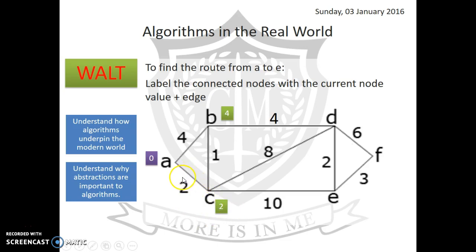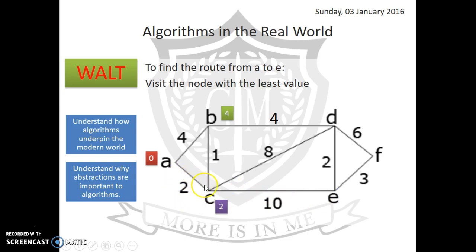Next comes the most important step. We need to move to the node that has the least total value, which in this case is going to be C. So there we are. A is permanently visited with a score of 0, and C has a score of 2. And what we do is we go through all of the nodes attached to C, so that's B, D, and E, and we label them with the total path cost.